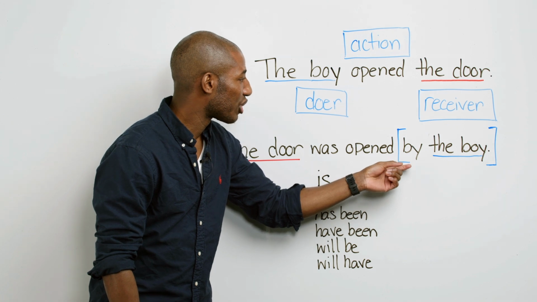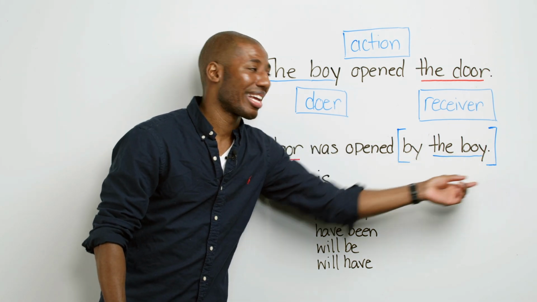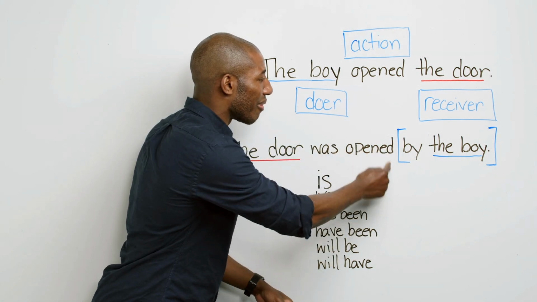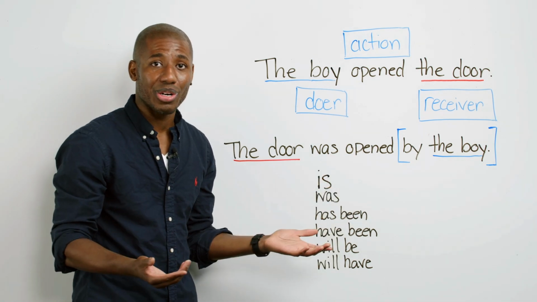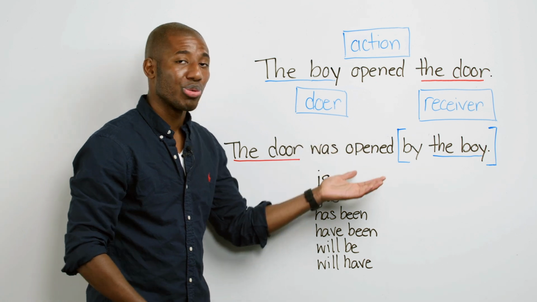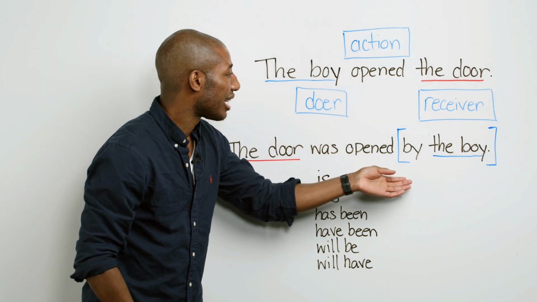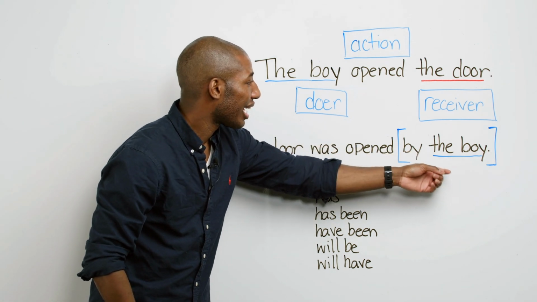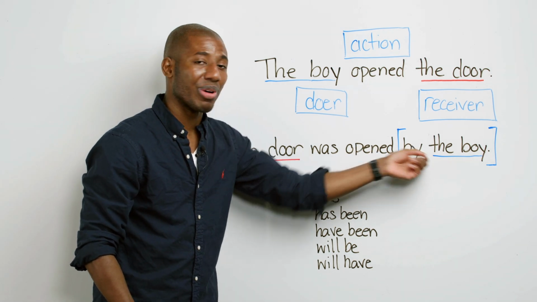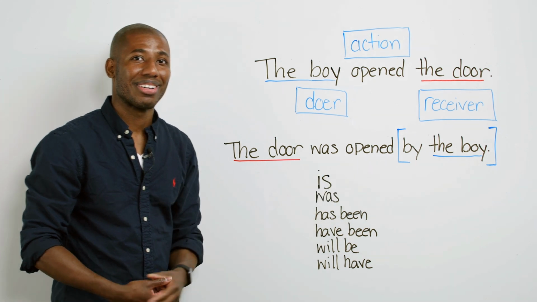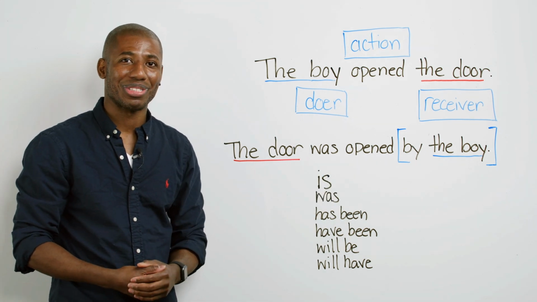We also have the door being opened by the boy. Now, the reason why we have it in brackets is because sometimes we don't need to know who is the doer. In this sentence, the boy is the doer, and this by helps us understand that it is the boy who is opening the door. Let's look at some more examples.